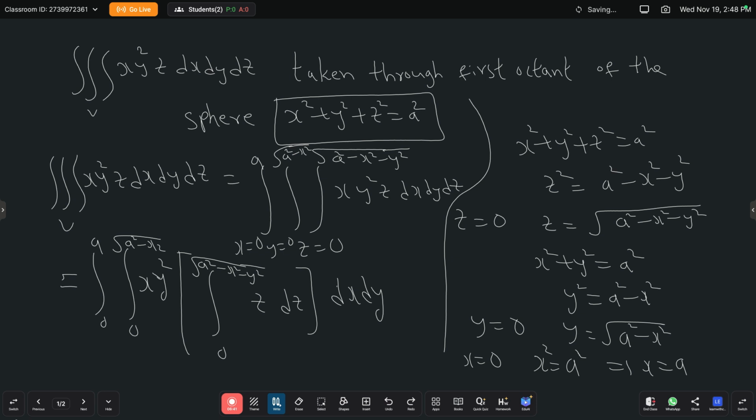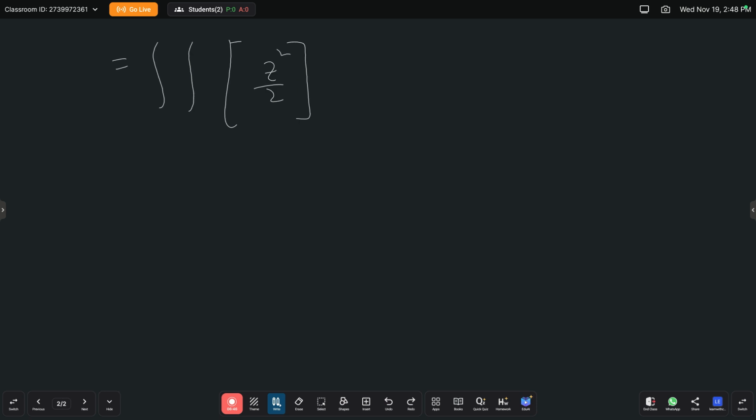Integral of z is z square by 2, between the limits 0 to root a square minus x square minus y square, into x y square dx dy. So the limits of y are: y is from 0 to root a square minus x square. The limits of x are x is equal to 0 to a.